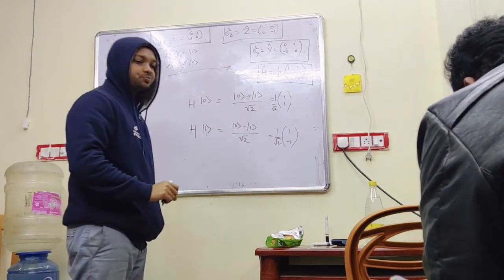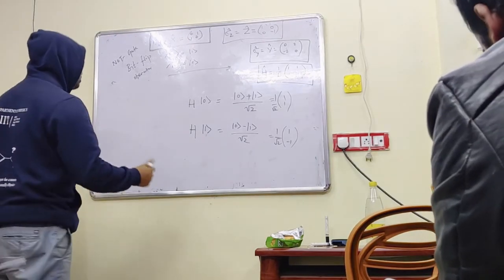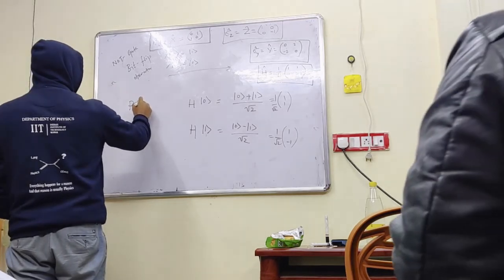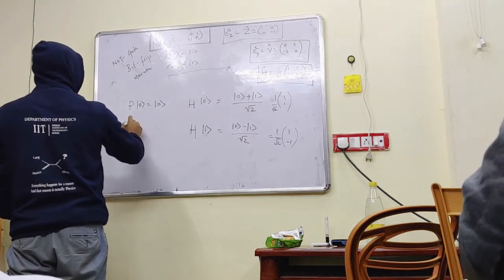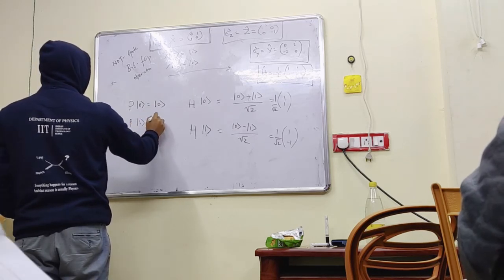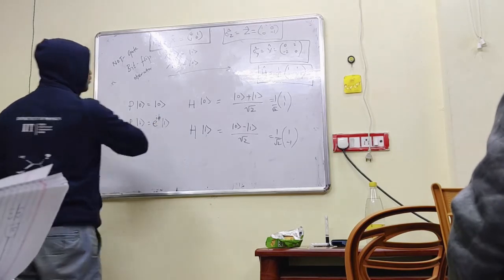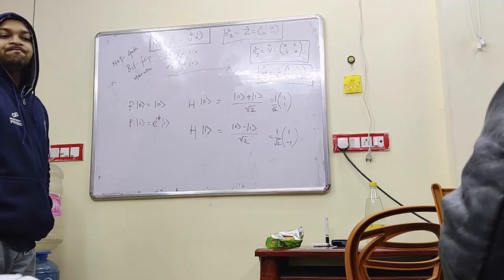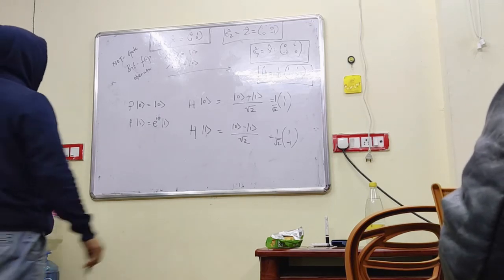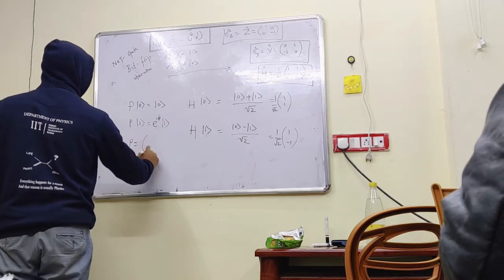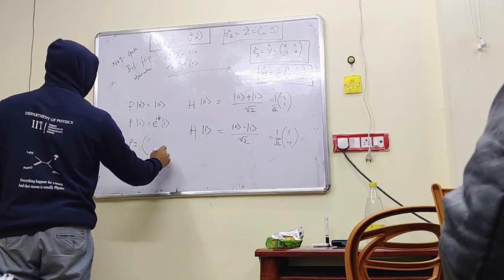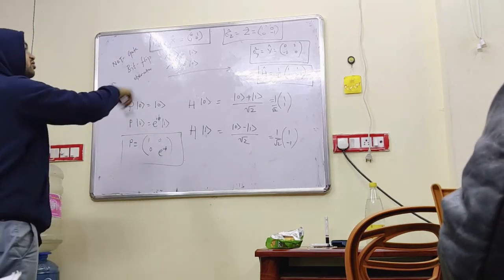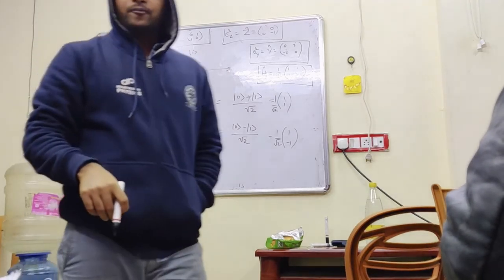One last gate. There are many gates, but one last gate. Let me name that gate as a C gate. It takes 0 to 0, but it takes 1 to e power i phi times 1. Now I'm not asking you to give me its structure. I'm just telling you that this gate is this. So finally note down these 5 gates.